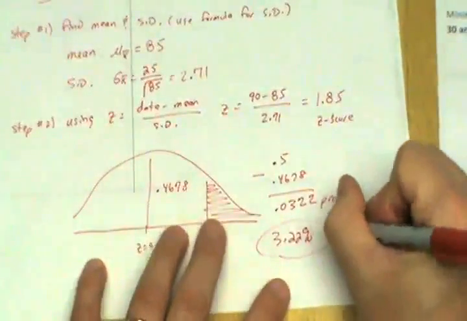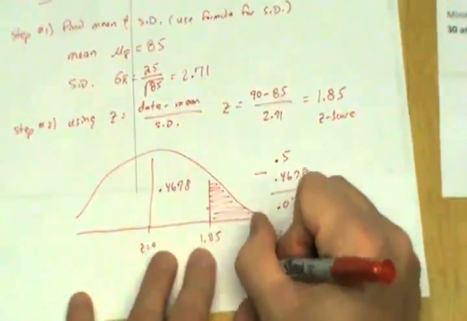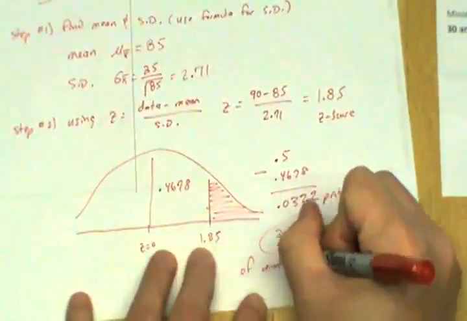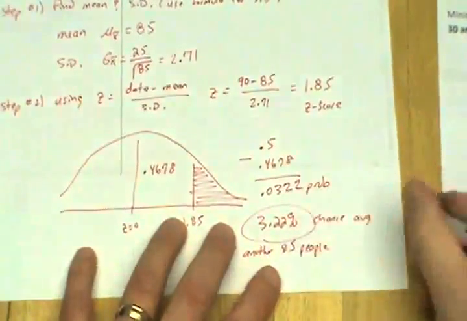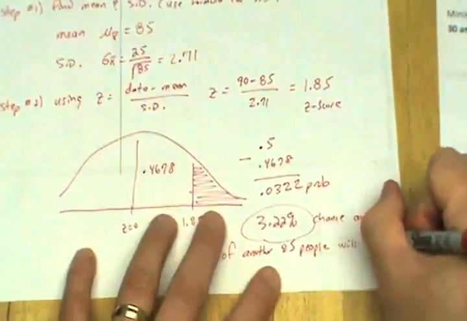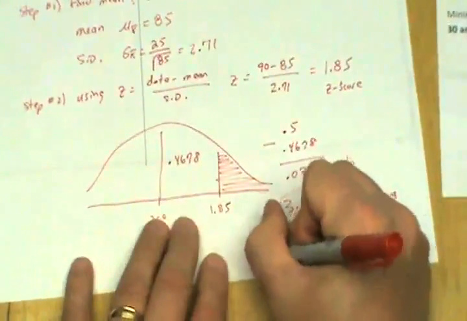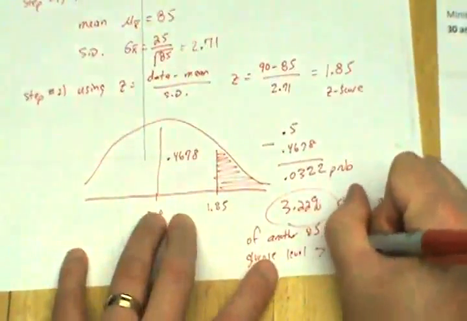is the chance that the average of another 85 people will have a glucose level greater than 90.